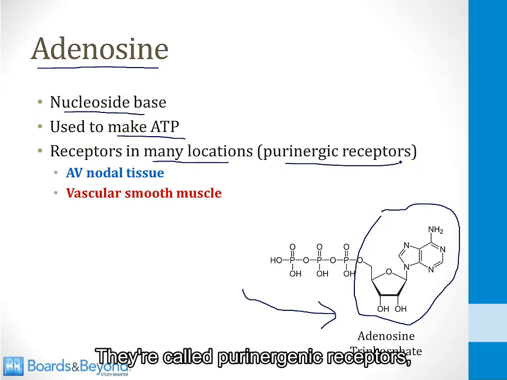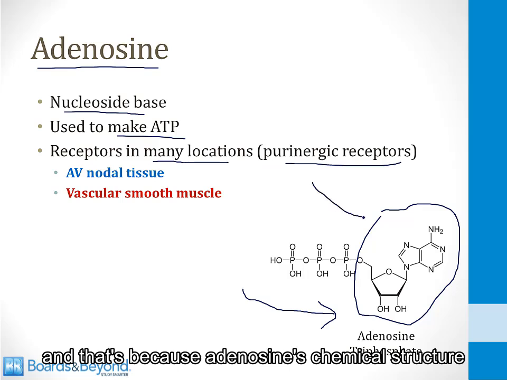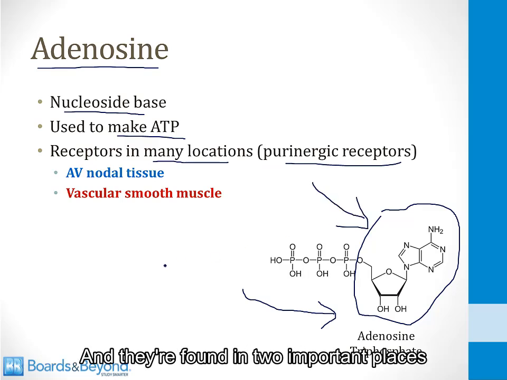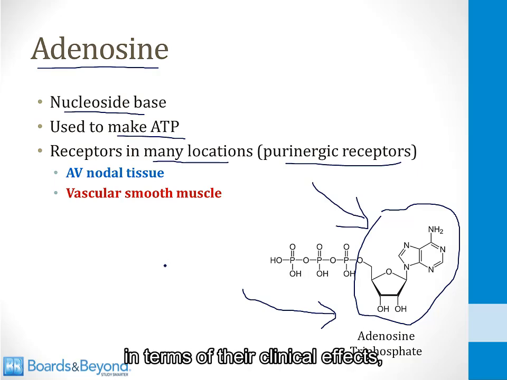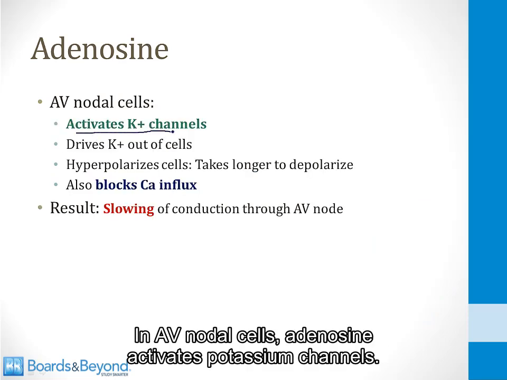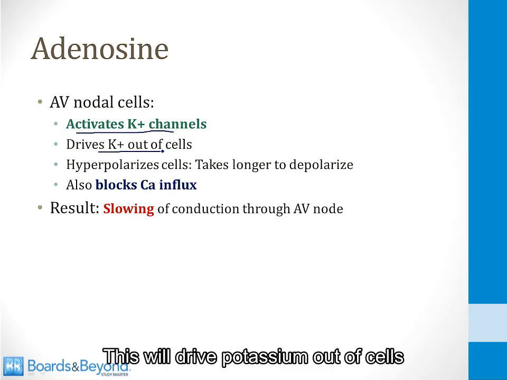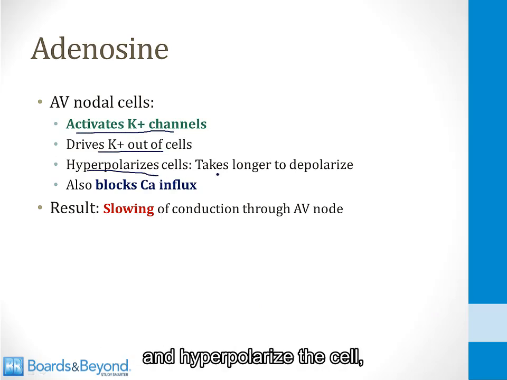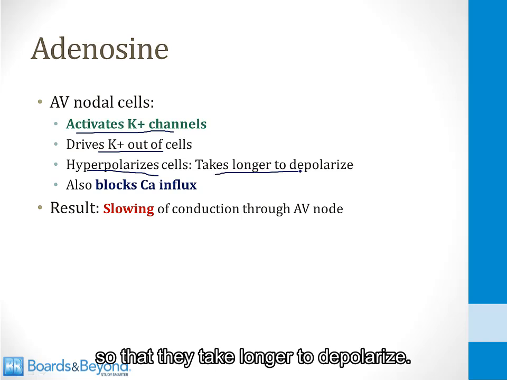They're called purinogenic receptors, and that's because adenosine's chemical structure is that of a purine. And they're found in two important places in terms of their clinical effects. That's in the AV nodal tissue and also in vascular smooth muscle. In AV nodal cells, adenosine activates potassium channels. This will drive potassium out of cells and hyperpolarize the cells so that they take longer to depolarize.